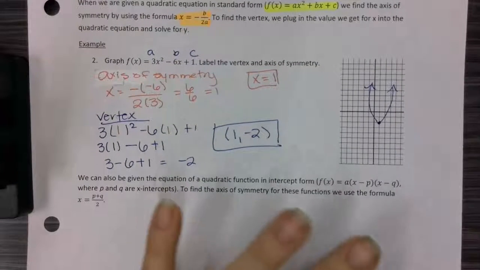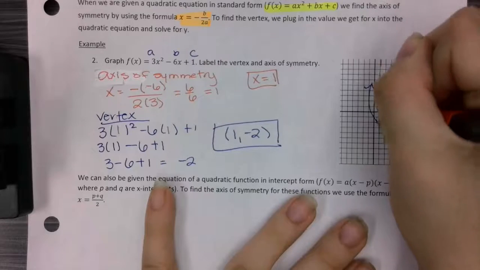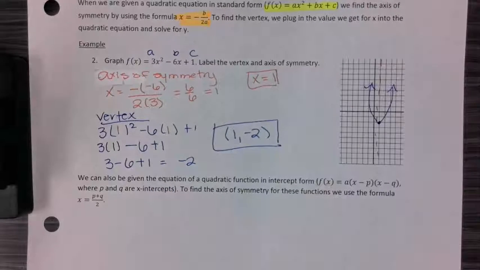Oh, and I forgot to do this on the first one. I need to draw in my axis of symmetry with a dashed line. That doesn't look very good. No, we didn't get it wrong. I just forgot to put in a piece. I did not give you it.